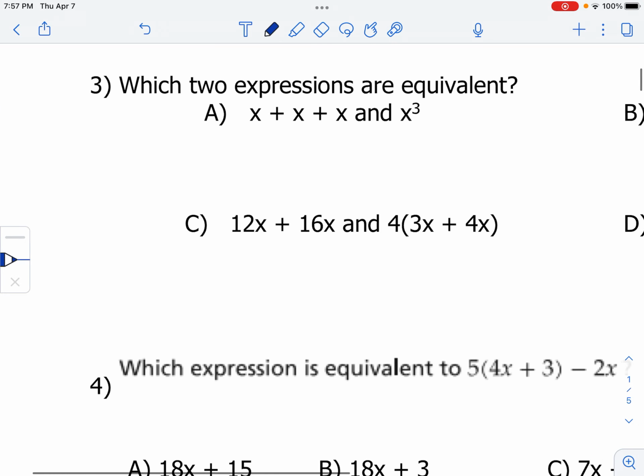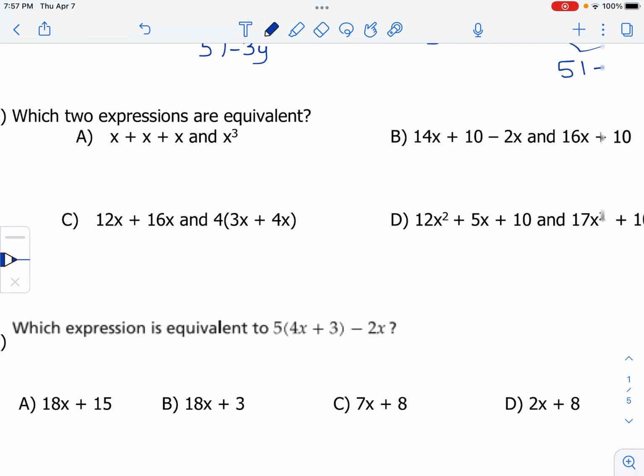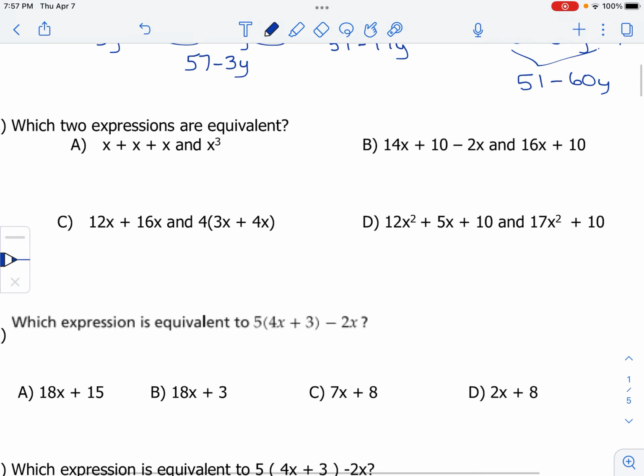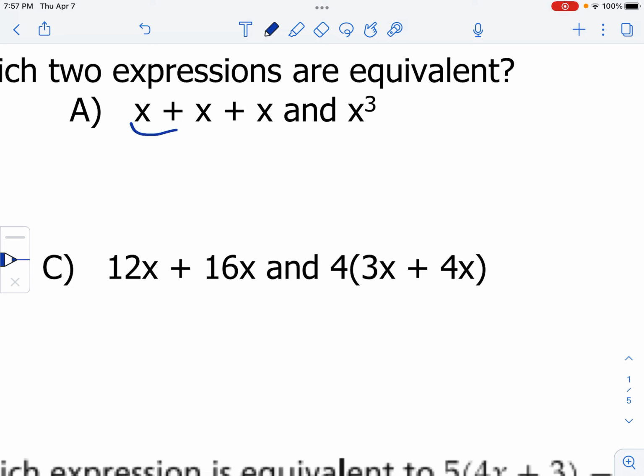All right, let's go to question number 3. Which expressions are equivalent? All right, so we've got pairs of expressions for each of these choices. We want to see which ones are equal. So let's zoom into A here. X plus x plus x is really 3 groups of x or 3 times x. That is not the same as x to the third power, right? X to the third power really means x times x times x, not addition.